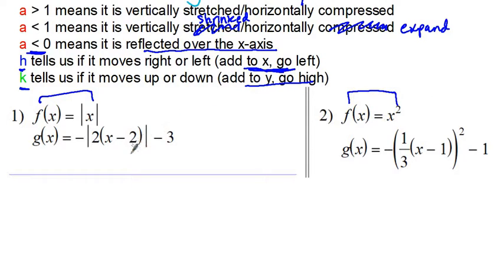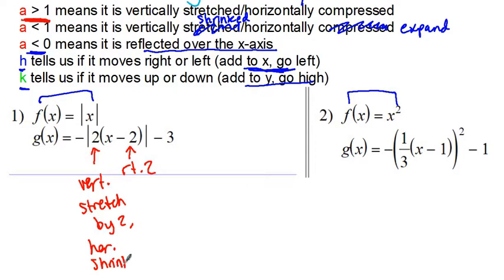So this is going to do 4 things. Let's just start with this. Add to x, go left. We're subtracting from x, so that means we're going to go right. This number is bigger than 1, and bigger than 1 means it's going to vertically stretch it by 2. And if you vertically stretch something by a factor of 2, that means horizontally you're going to shrink it or compress it. So this graph should be horizontally shrunk.